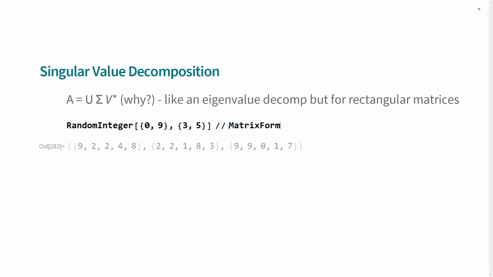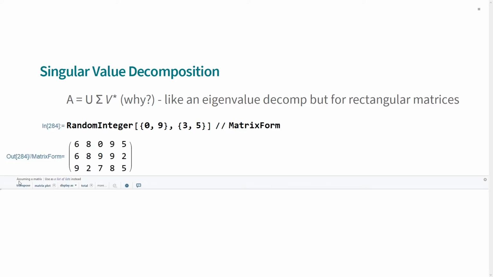Put this thing in matrix form. So there we go. There's our random 3 by 5 matrix. If I want to compute the singular value decomposition of this matrix, I'm going to need 3 variables to store the output, because what I'd like to do is store each matrix in its own variable.